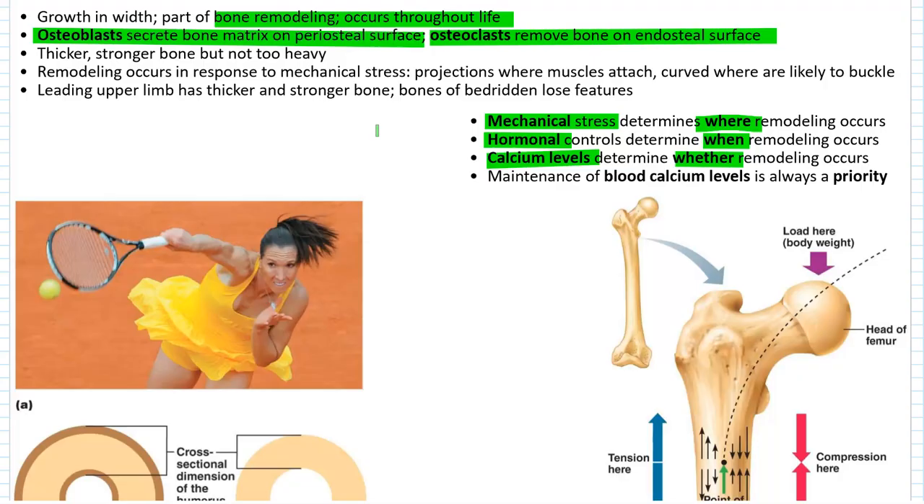So, levels of calcium in the blood is always a priority. Does that make sense? So if you have hypocalcemia, low blood calcium levels, and you try to work out and increase your bone mass, it's not going to go this way. Calcium is always a priority. Maintenance of the calcium levels is the number one.